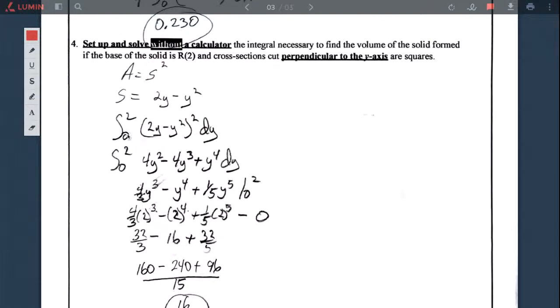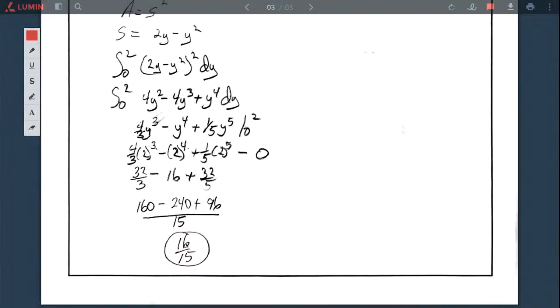I've got to square it. Remember, we've got to use our y limits again. First thing I did was multiply this out, and then I integrated. When I worked it out, I got 16 over 15.